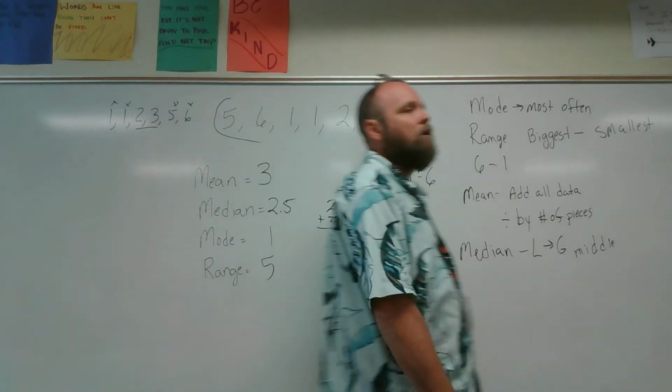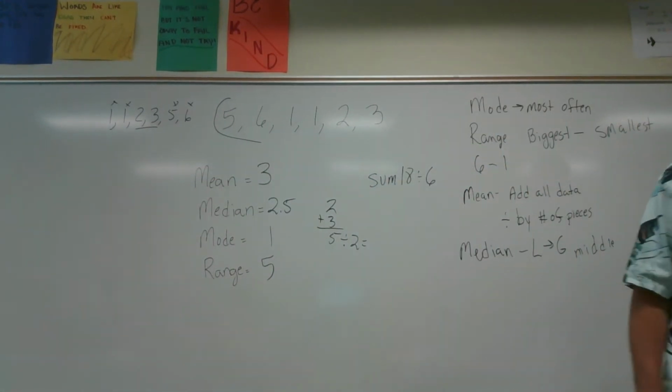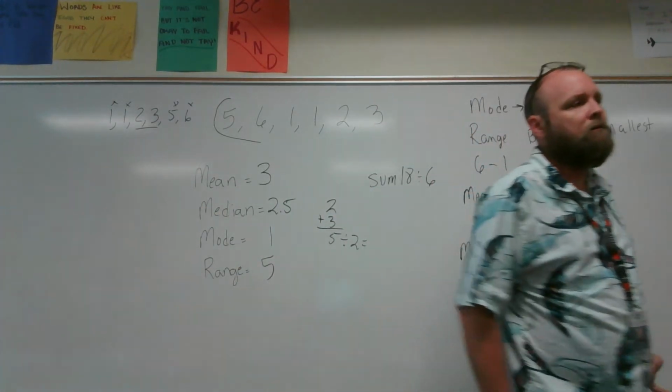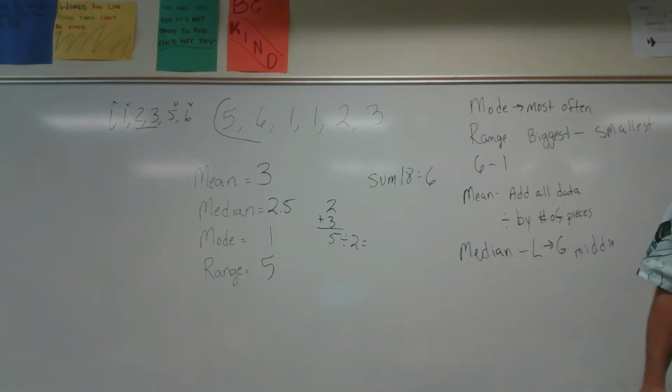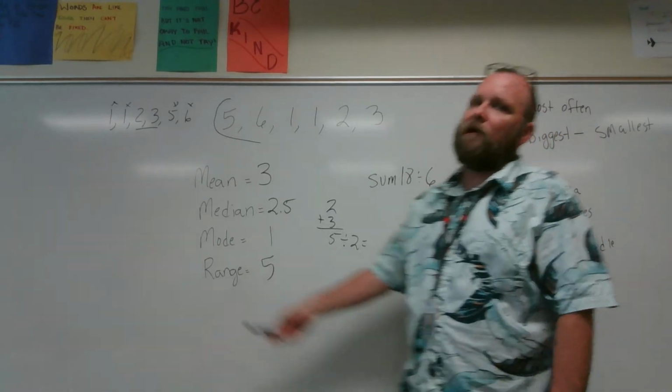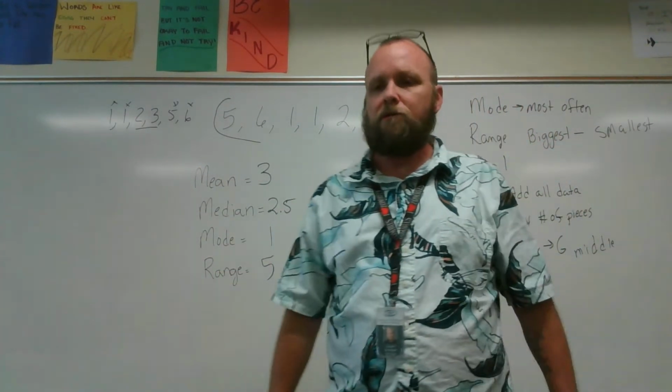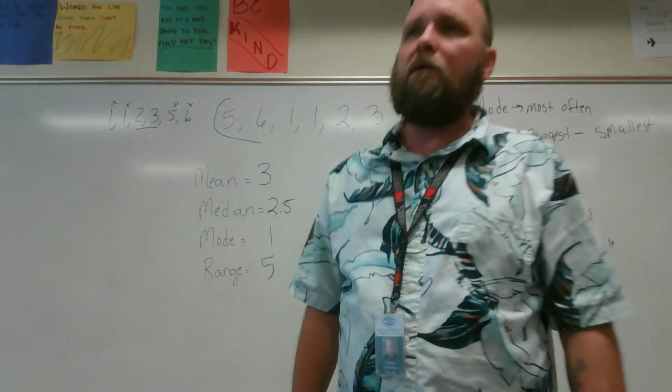So if a set has an odd number of pieces of data, there's going to be one median. If it has an even number of pieces of data, you're going to have to take the two medians and find the middle of those.